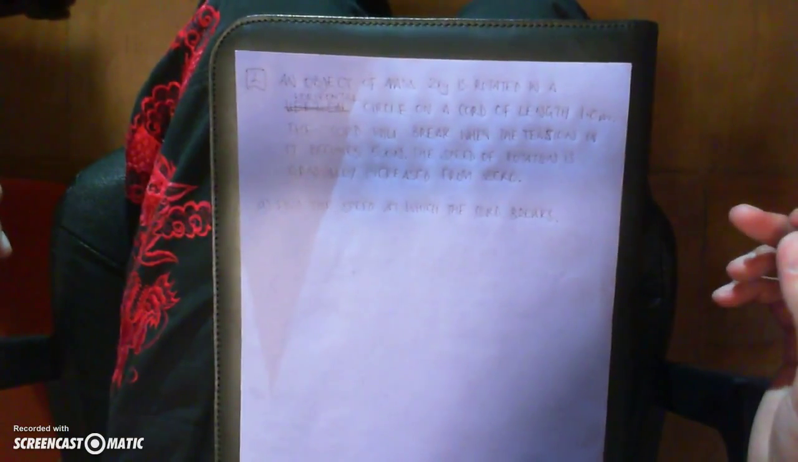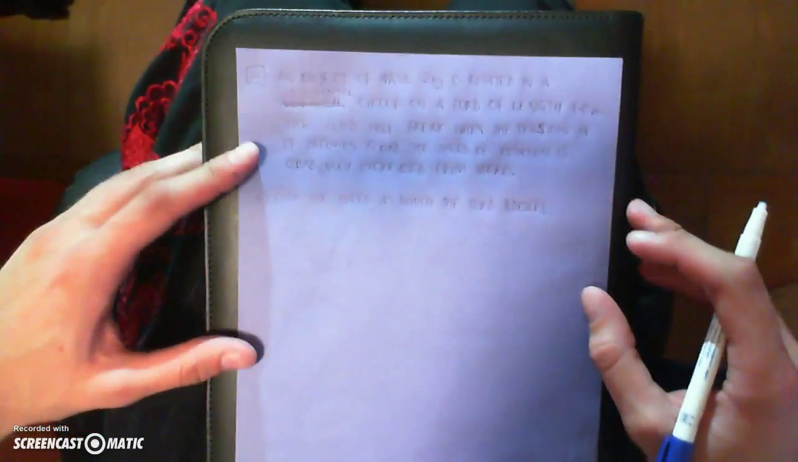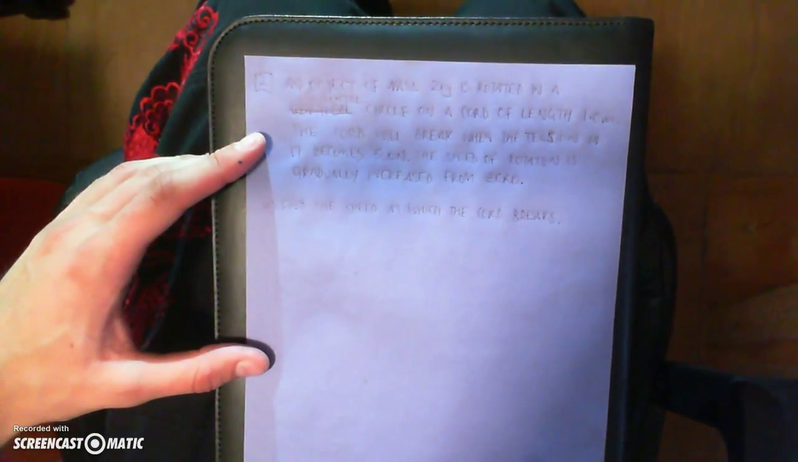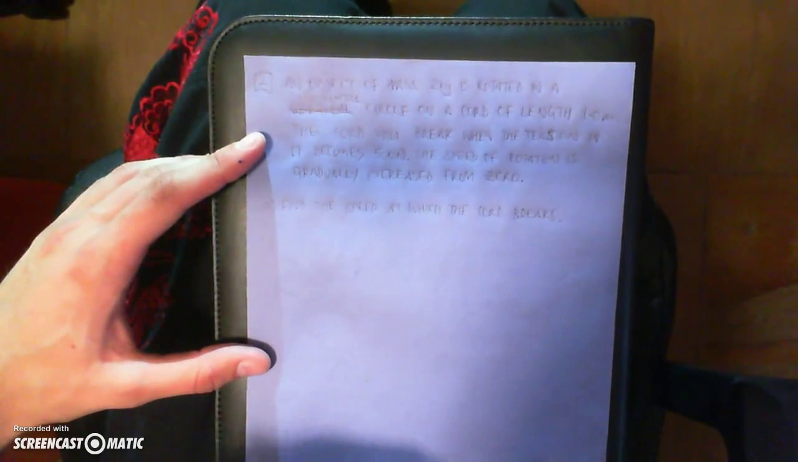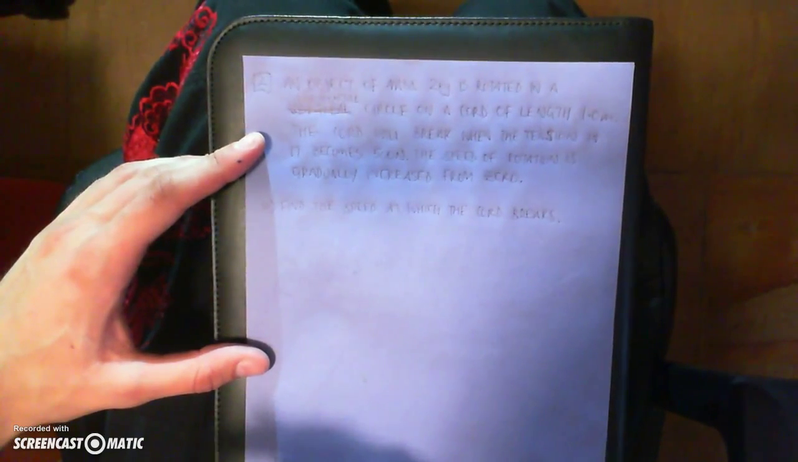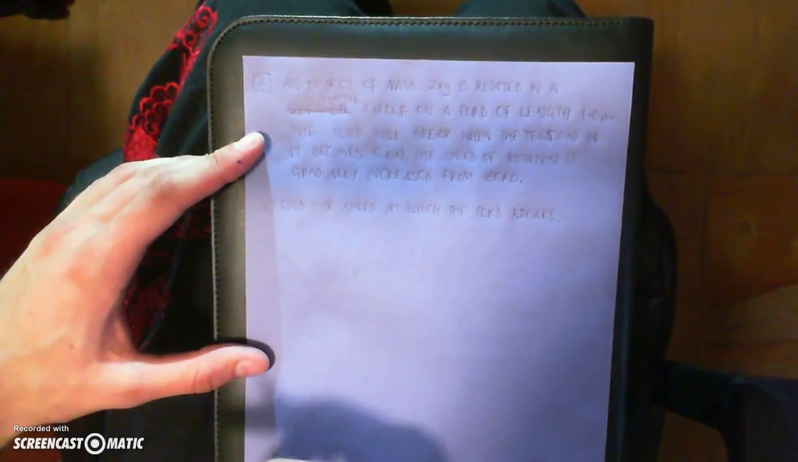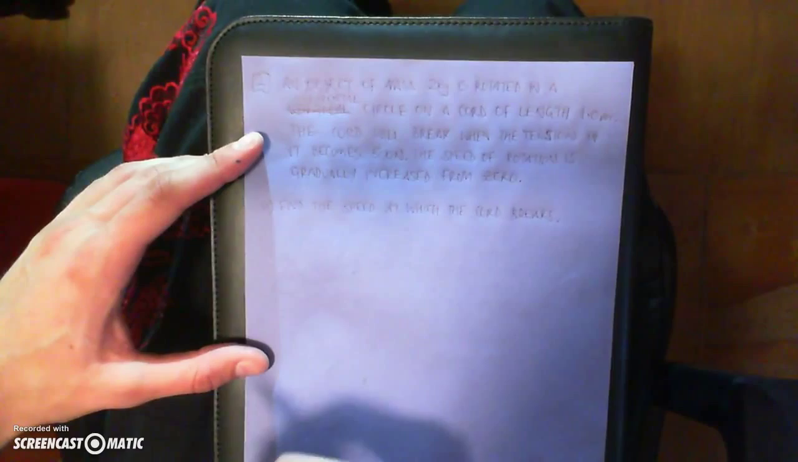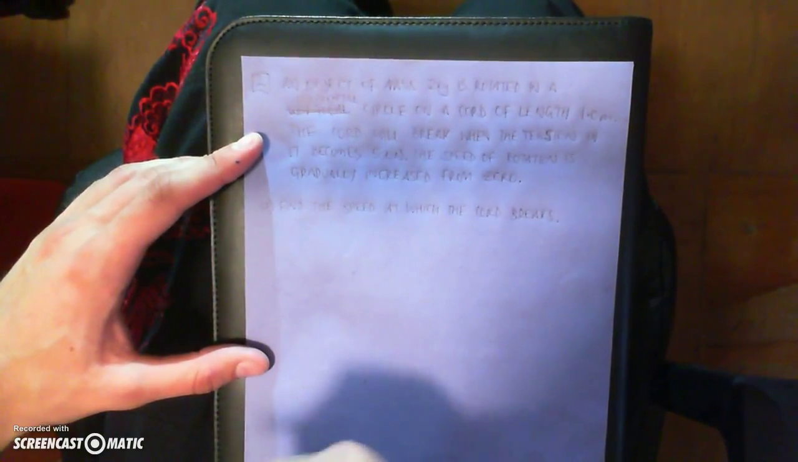Okay, we've got a second question here. It's a bit hard to read the question, but it will be at the bottom of the video if you can't read it. An object of mass 2 kilograms is rotated in a horizontal circle on a cord of length 1 meter. The cord will break when the tension in it becomes 500 newtons. The speed of rotation is gradually increased from 0. A. Find the speed at which the cord breaks.